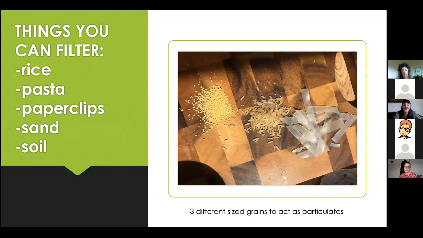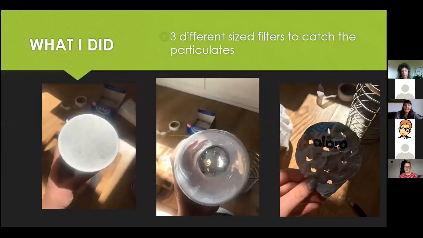For mine, I used 3 different size grains. I used couscous, rice, and rice sticks, all different sizes. And I made 3 different filters to correspond with those sizes so that I could catch each different particulate or sediment throughout the system. Here you can see this is just a makeup wipe attached to a yogurt pot. Obviously that's the least porous, that wouldn't let the couscous or anything through. And then this was just the yogurt pot lid, which was a film with a pencil poked through it. So it's really easy.